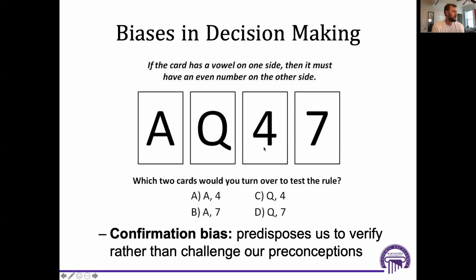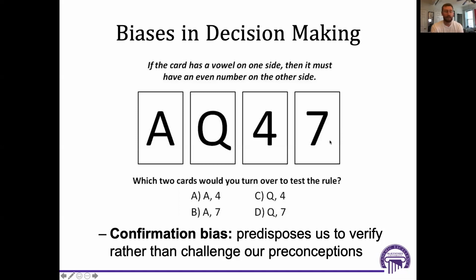But what happens whenever we flip over the 4? Let's say that there is a D on the other side. If there is a D on the other side, that doesn't necessarily violate this rule at all. It makes no mention here of consonants and whether or not it could be related to even or odd numbers, right? We're only caring about the vowel and the even number. So the correct answer that you would flip over here is actually the 7.